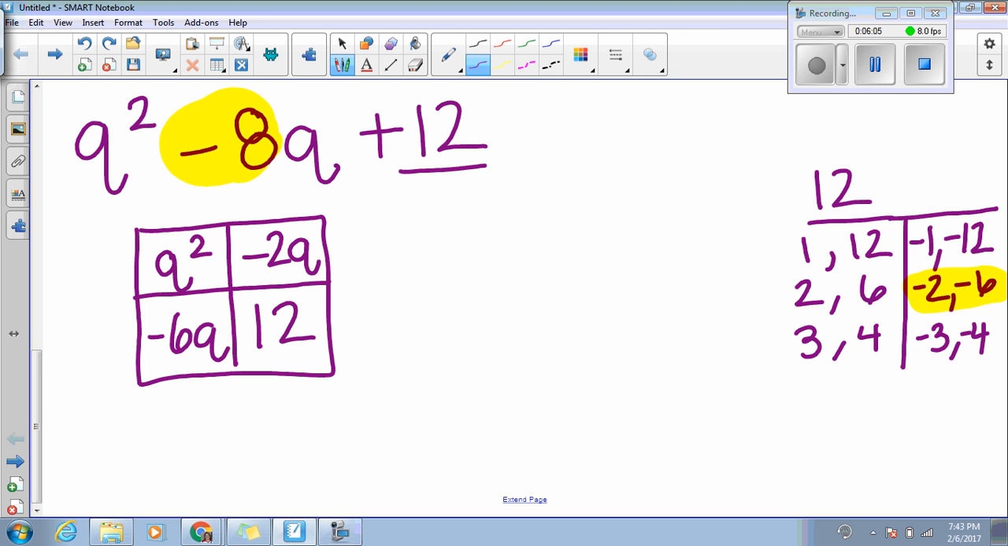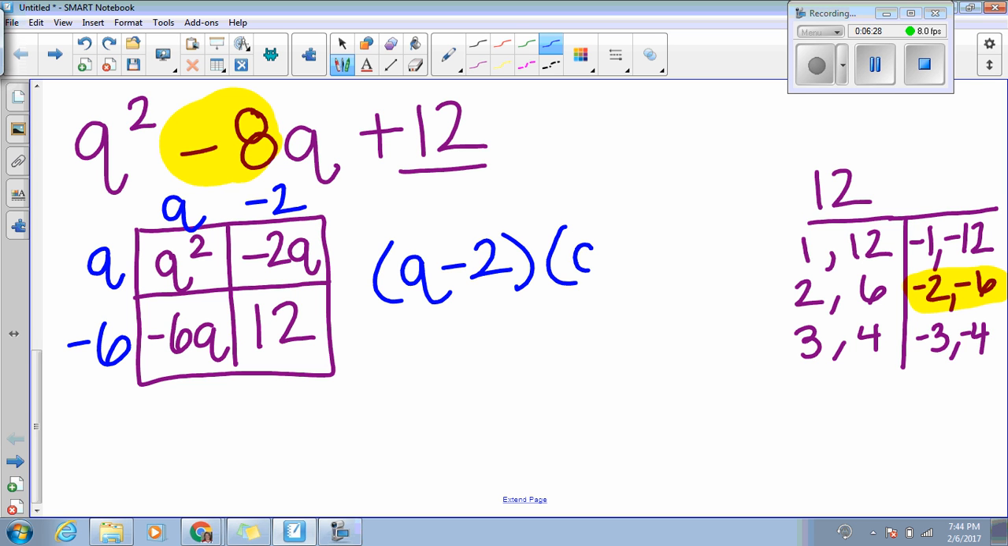Right, so now I need to find my GCFs. GCF of the top row is q. GCF of the bottom row is -6. GCF of the left column is q. GCF of the right column is -2. And then q minus 2 times q minus 6. So this would be our answer.